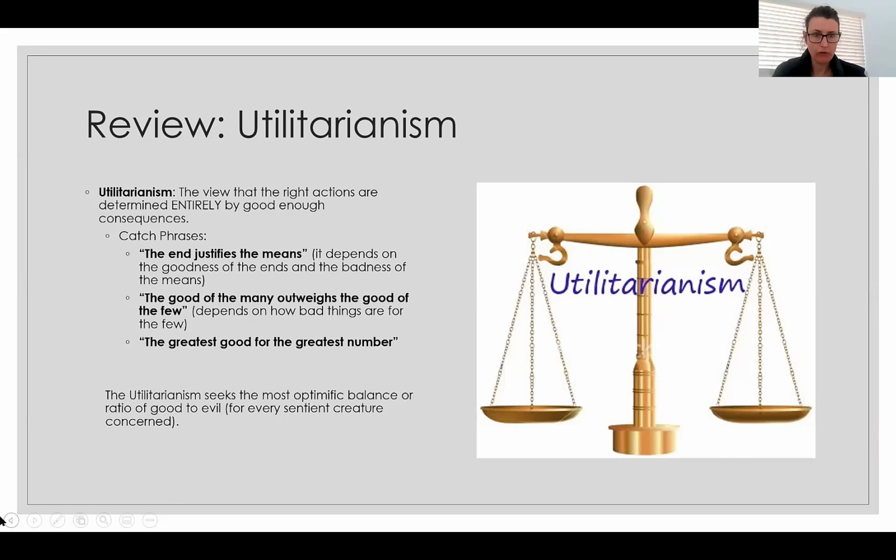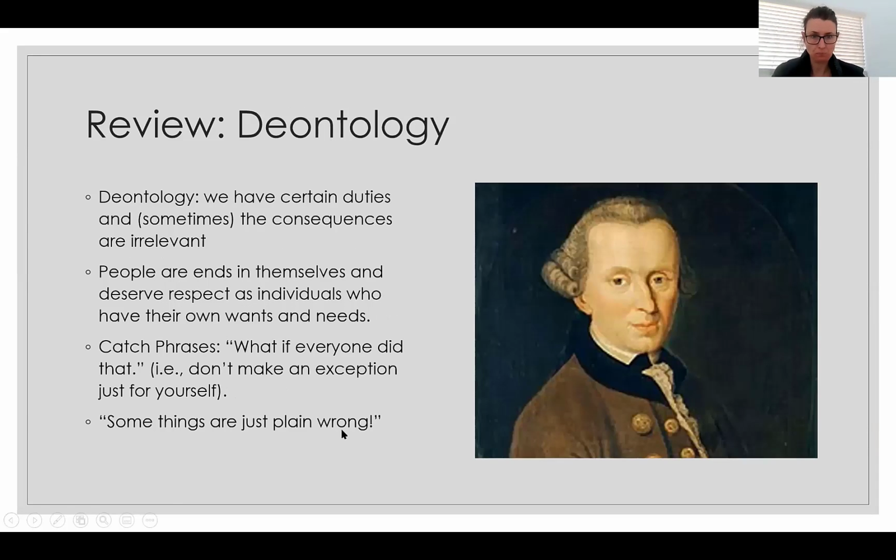Next, let's do a quick review of deontology. This is a picture of Immanuel Kant, the founder of this duty-based ethical system. So Kant says that we have certain duties. Kant and modern day deontologists. So we have certain duties. There's certain things that are right and wrong.